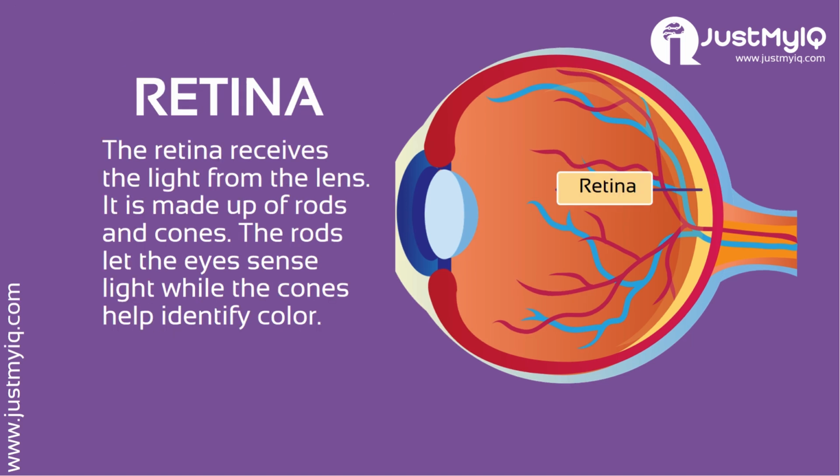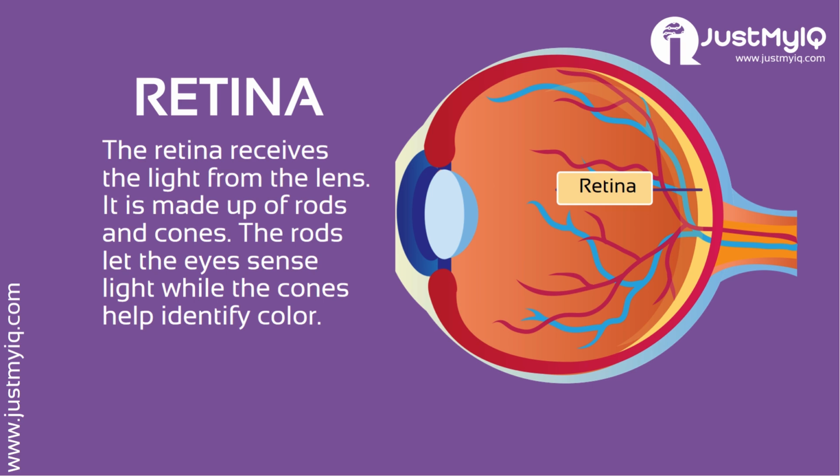Eighth part is retina, the screen of the eye. Now comes the most important part, the retina. It is the thin, delicate, light-sensitive layer at the back of the eye. You can think of it as the screen of a camera. The retina has two special types of cells. Rods, which work in dim light and give us black and white vision. Cones, which work in bright light and help us see colors.